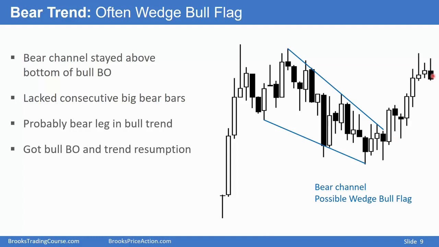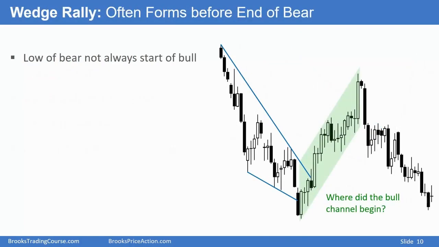And you can see we've got a bull breakout and trend resumption up. So bull trend, pull back into a bull flag and trend resumption up. Three pushes down, a bear trend, strong bear breakout, 3 pushes, 1, 2, 3. Where did the bull channel begin?